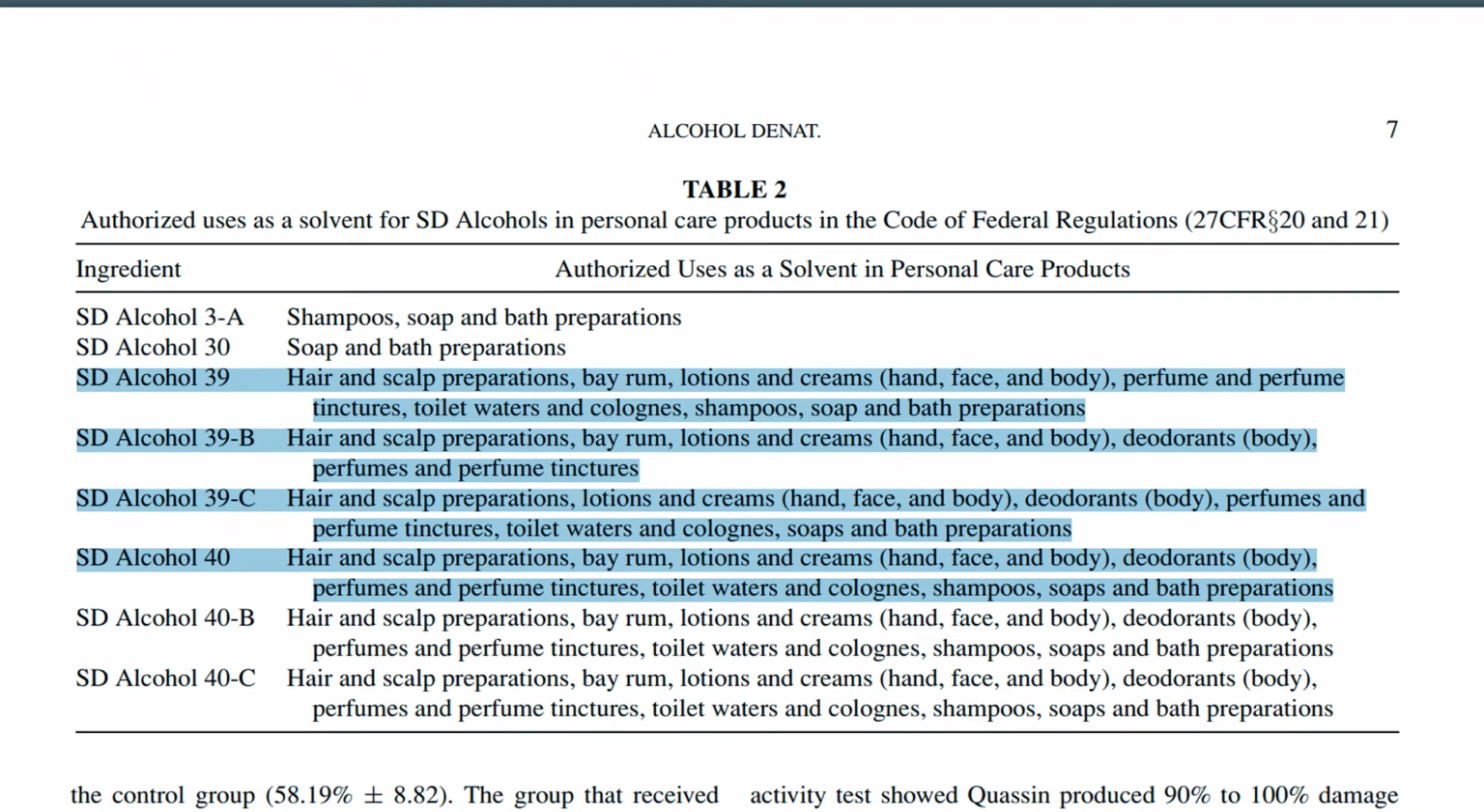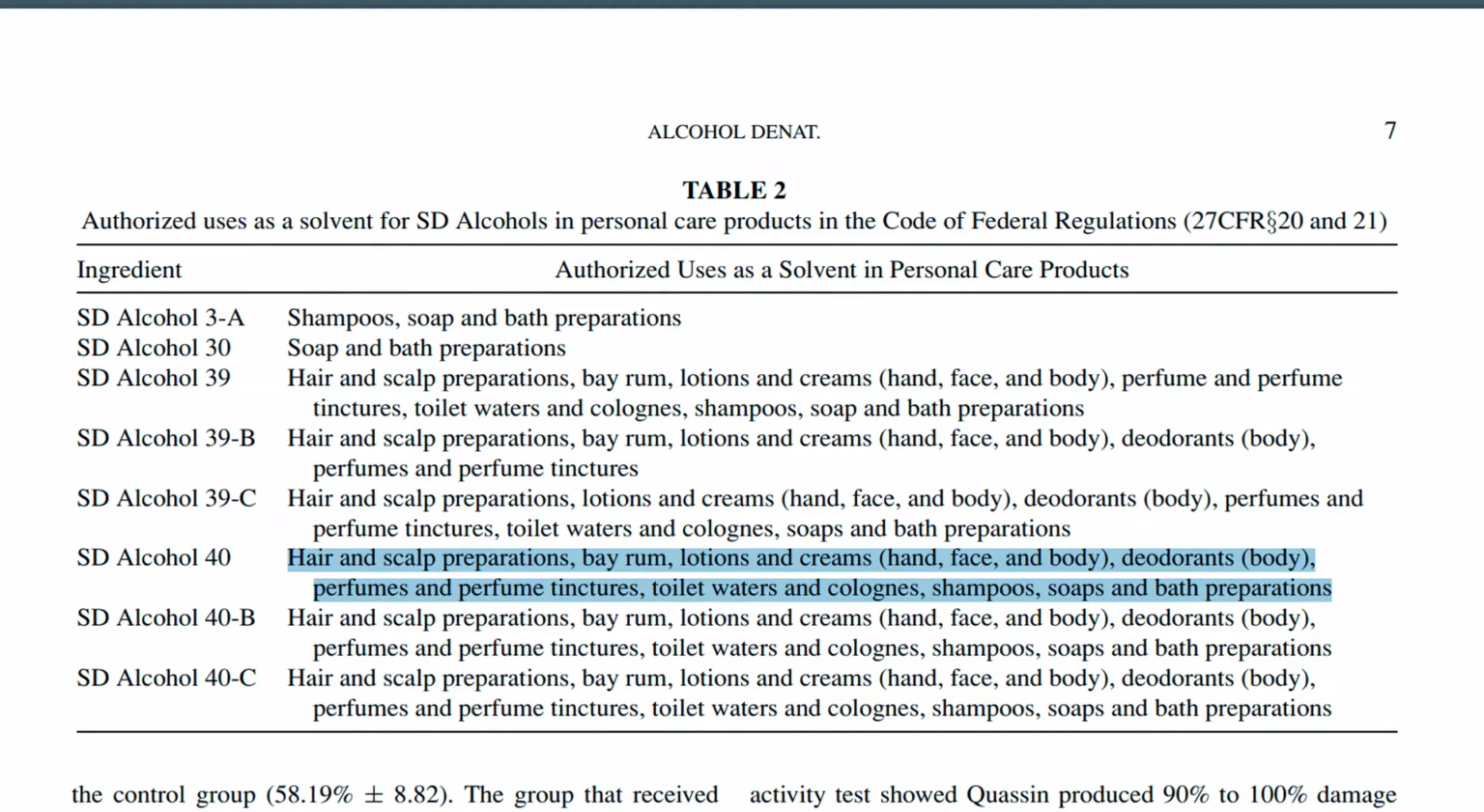Table 2 shows that SD alcohol 39 through 40C are all considered safe for use in multiple formulations. These include creams and sprays for the face. So why do we care about these different types of alcohol?